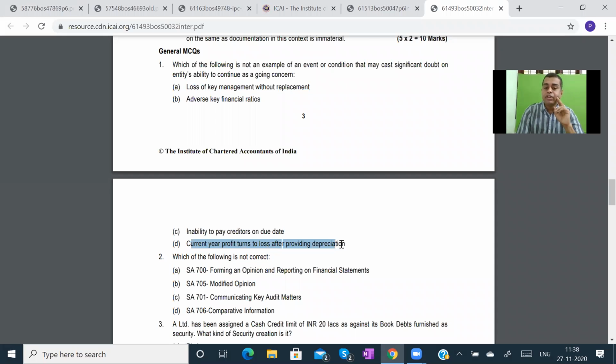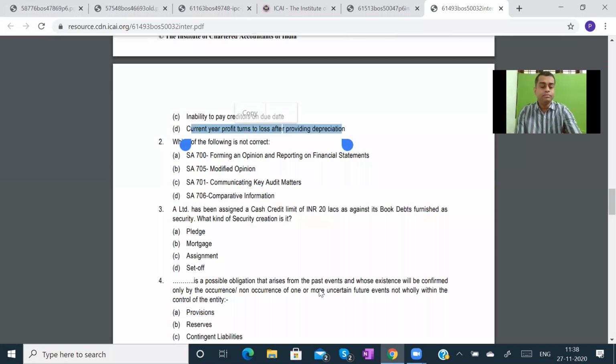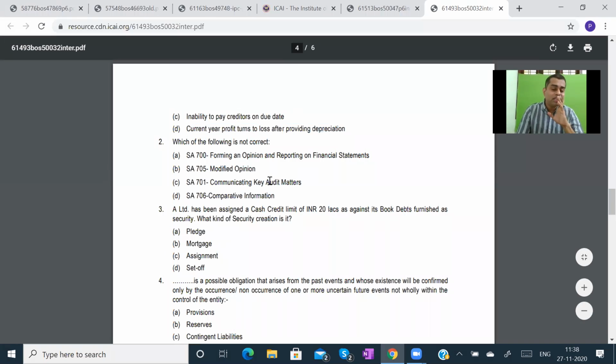Current year, profit after providing depreciation has become a loss. So what? Profit before depreciation is positive. Then you charge depreciation. Profit after depreciation before tax comes to negative. So what? That doesn't mean you are not a going concern now. So the correct answer is D. D for Delhi. Okay, next, second one. Read second question, ma.